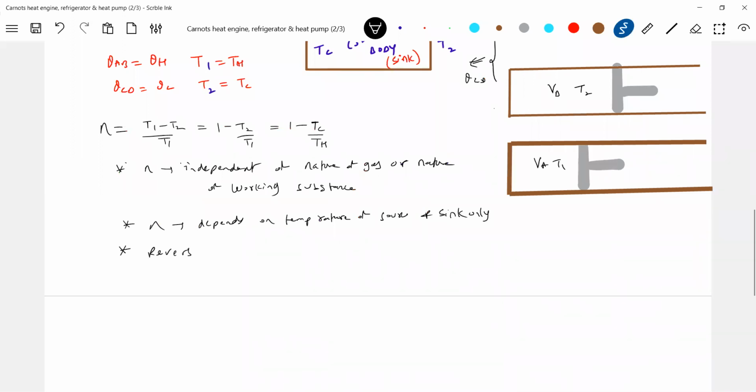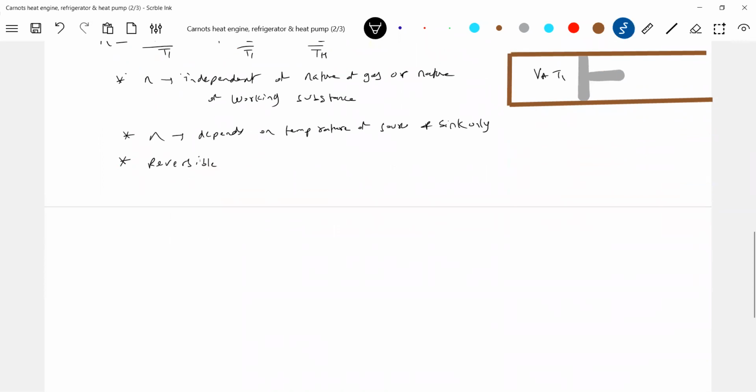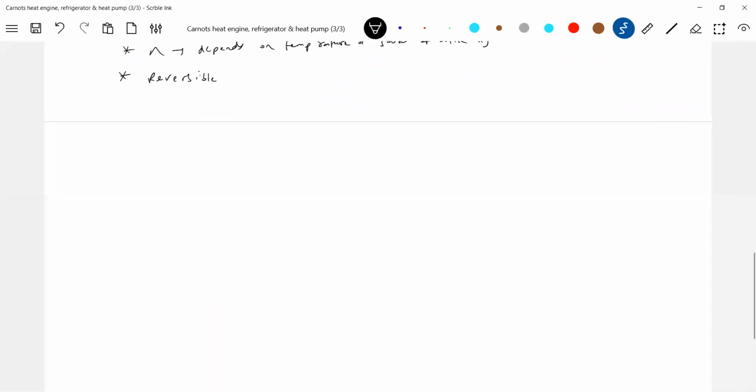Reversible cycles have more efficiency than irreversible ones.